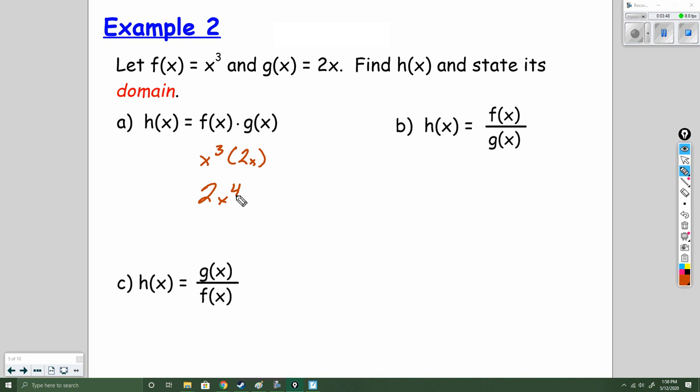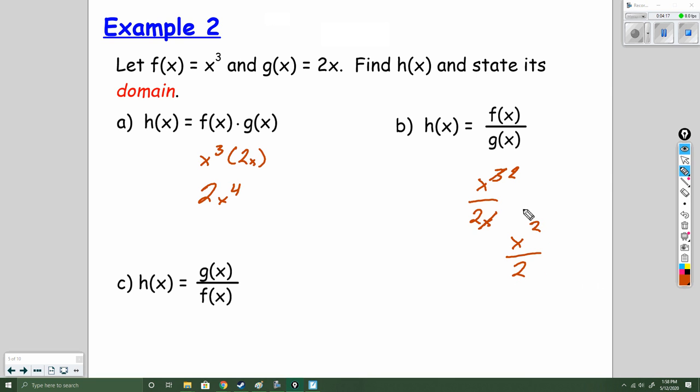And then for part B, notice f of x is in the numerator and g of x is in the denominator. So that would be x cubed over 2x. One of the things that we'd want to do is simplify this, and to simplify this, we would take out the common factor. In the numerator and denominator, there's a factor of x that we could eliminate. And that would leave x squared in the numerator and 2 in the denominator.